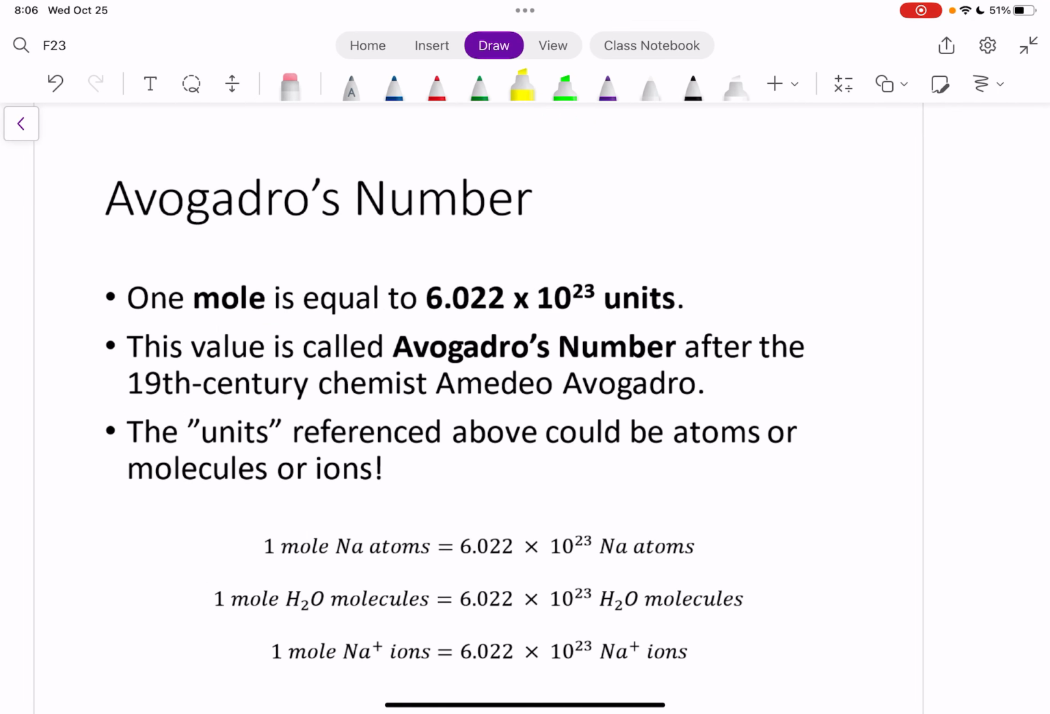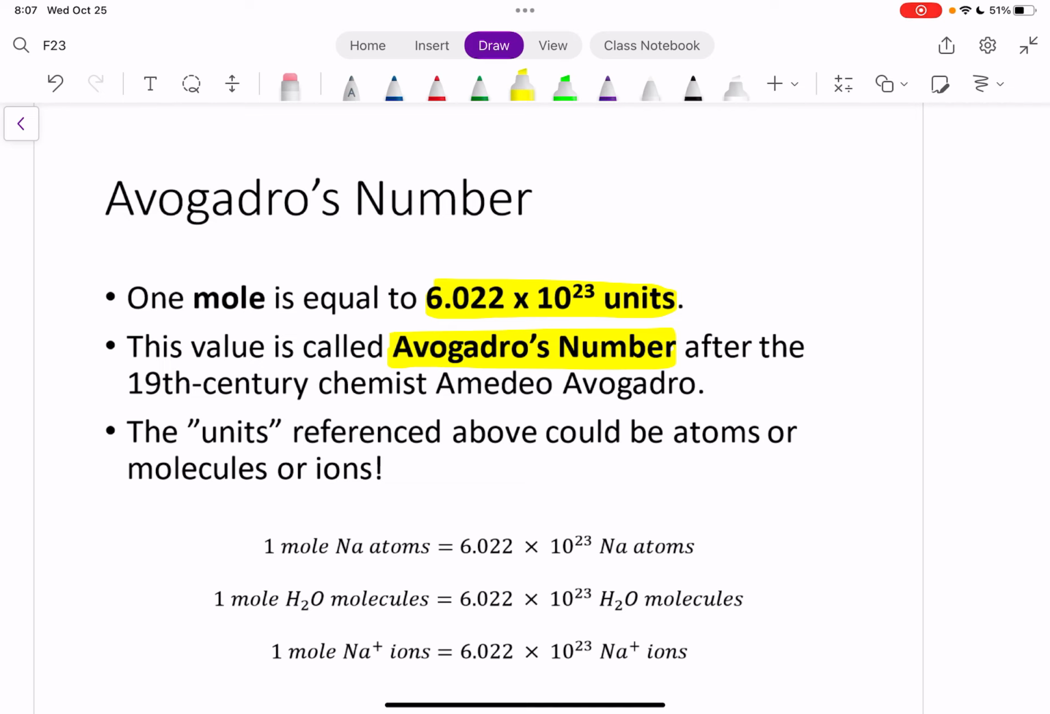And there's actually a special name for this number because it's quite a mouthful to just say 6.022 times 10 to the 23rd. And that is Avogadro's number. We call that number Avogadro's number. That's named after the 19th century chemist Amedeo Avogadro, who discovered this unit.